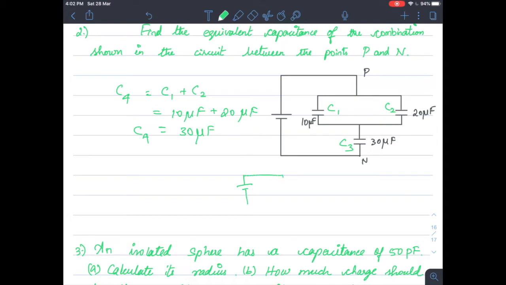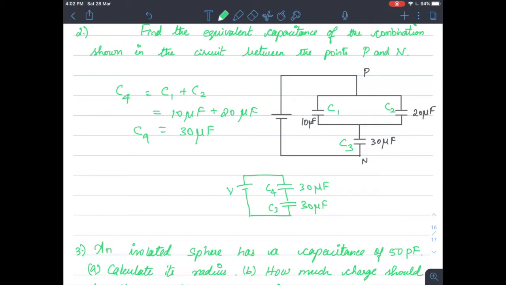So now I have found one equivalent capacitance here. That equivalent capacitance is in series with this 30 microfarad. So this is going to be 30 microfarad, which is C3, and this is the one which we have found out. So 30 microfarad which is C4. This is V or whatever we take.